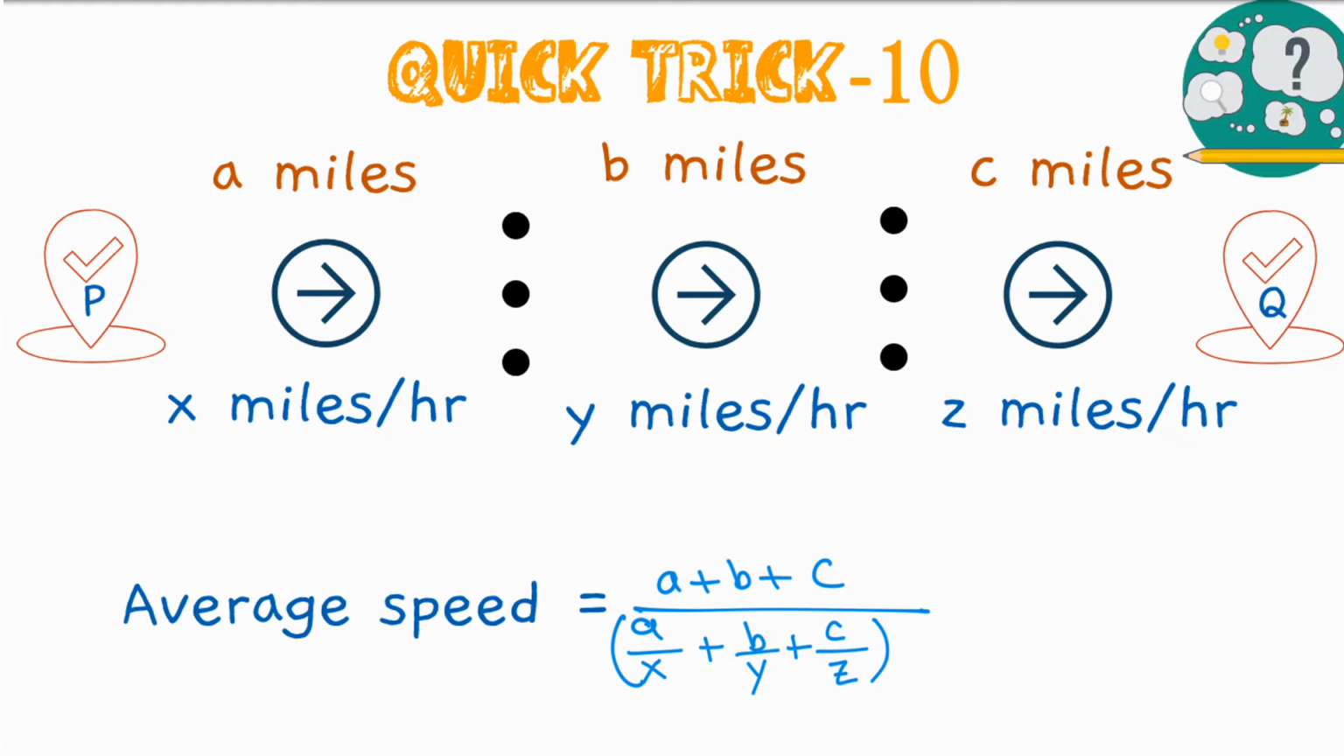So the total distance over the total time gives the average speed, which is equal to A plus B plus C divided by A over x plus B over y plus C over z.